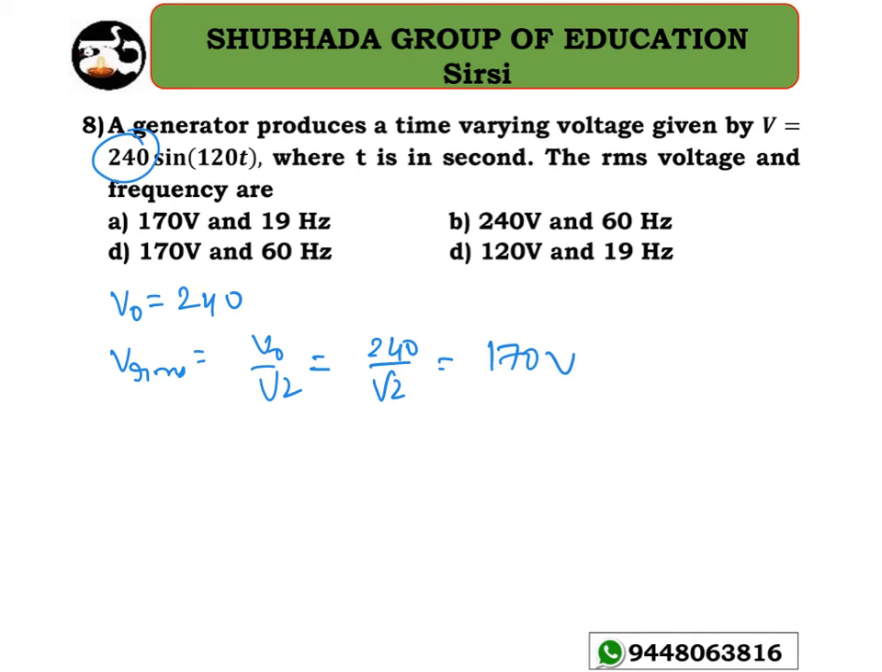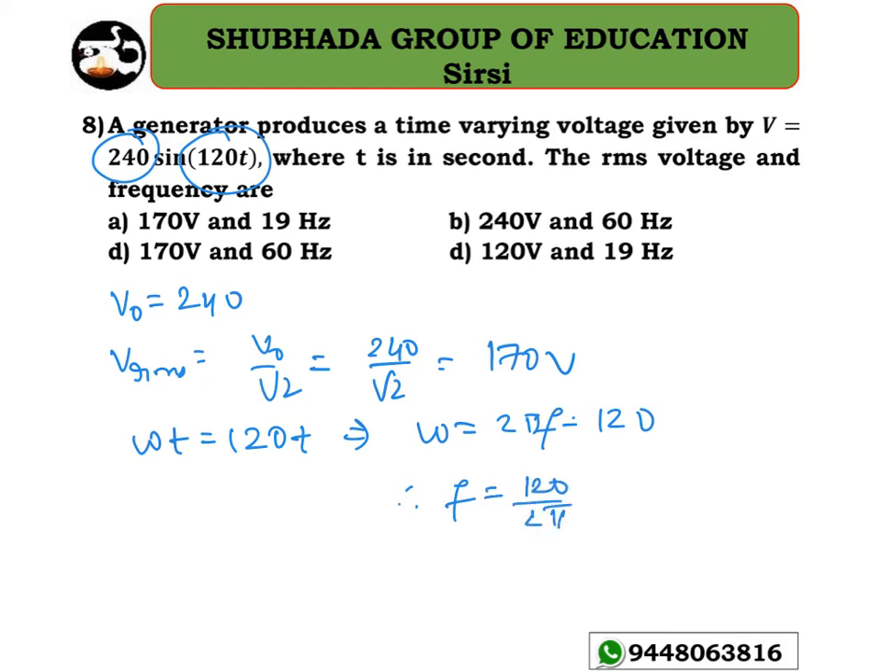Okay. Similarly, sin omega t, I am comparing with the general equation of the alternating voltage. So omega t must be equal to 120 t. It implies omega equal to 2 pi f equal to 120. So therefore f equal to 120 divided by 2 pi, it will give you the value as how much? 19.05 hertz. So it is 170 volt and 19 hertz. Option A is the right answer for this question.